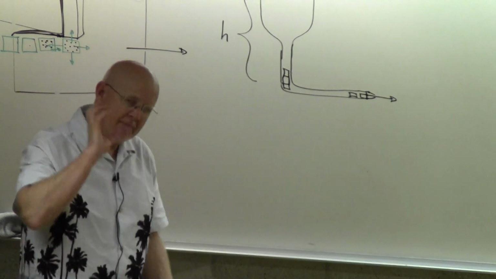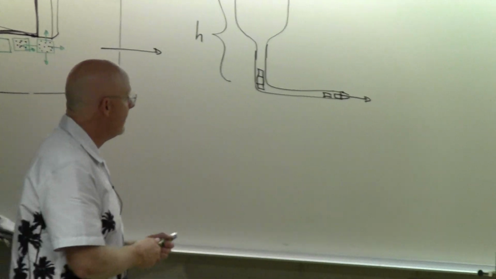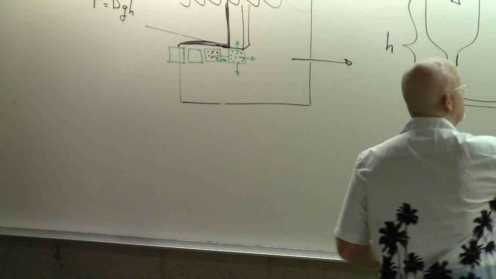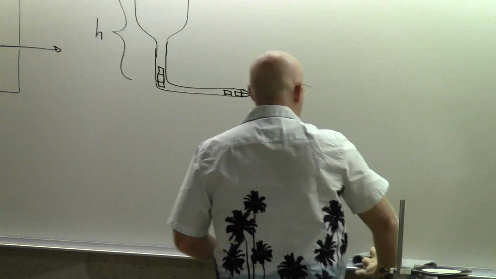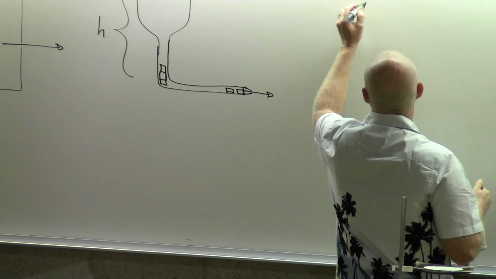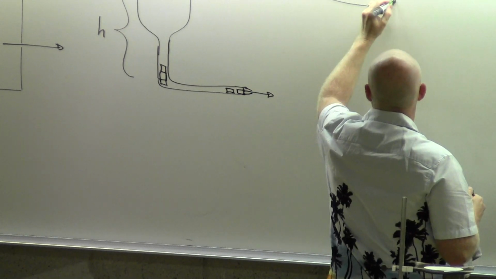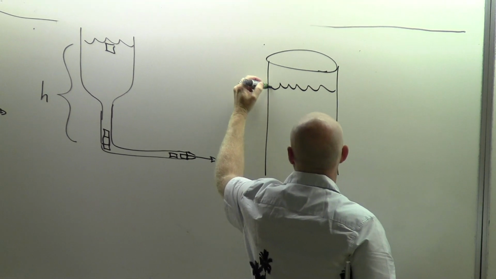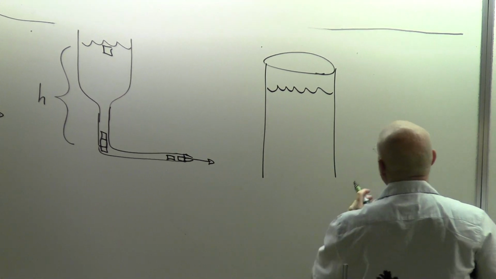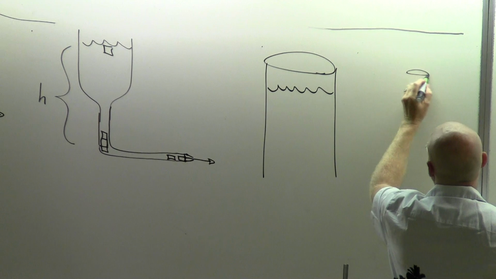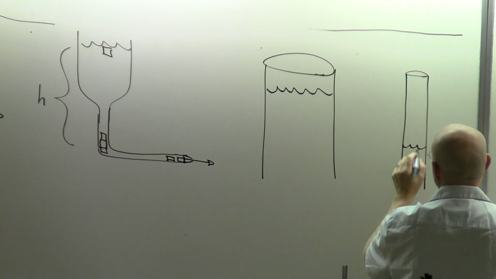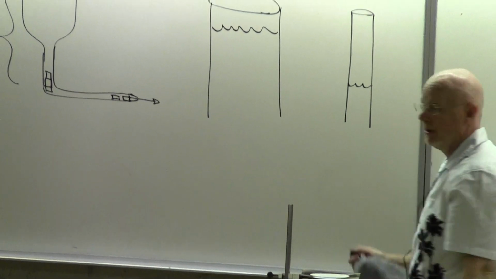Oh, let me show you one more part of this experiment here, because it really kind of illustrates that same thing, and it's kind of neat to see here. But what if I had a column of water with a big diameter and another column of water with a smaller diameter?